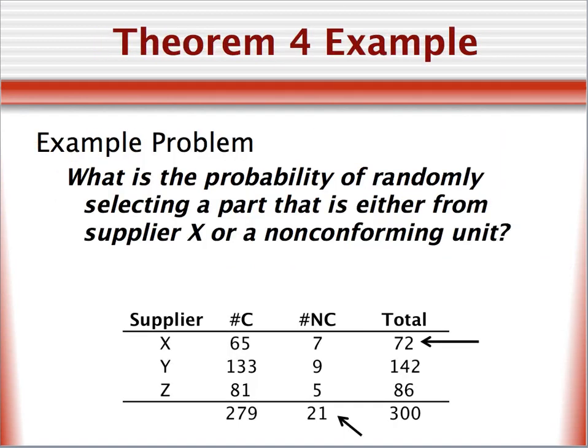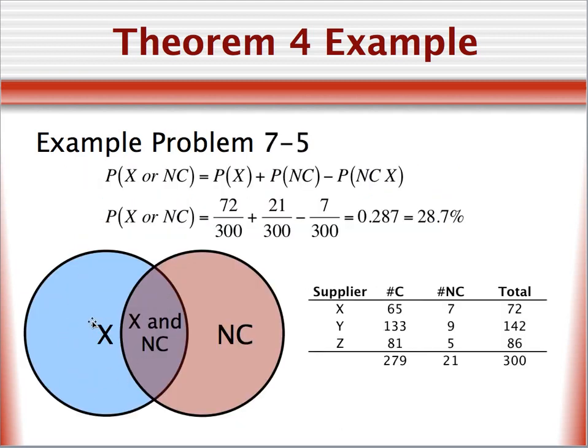To apply Theorem 4, let's ask this question. What is the probability of randomly selecting a part that is either from supplier X or a non-conforming unit? In this case, the blue represents the probability of pulling a part from supplier X. The orange represents the probability of selecting a part that is non-conforming, and this middle area represents the probability of selecting a part that comes from supplier X and is non-conforming.